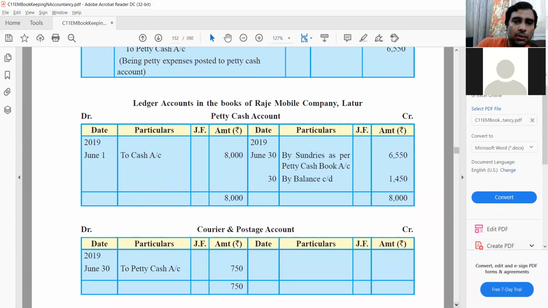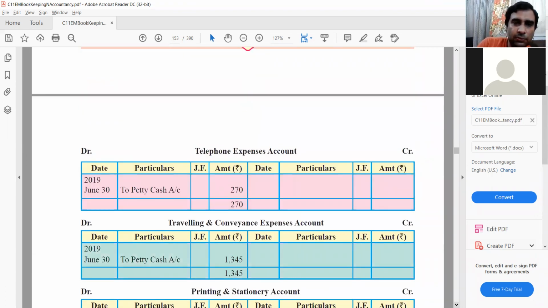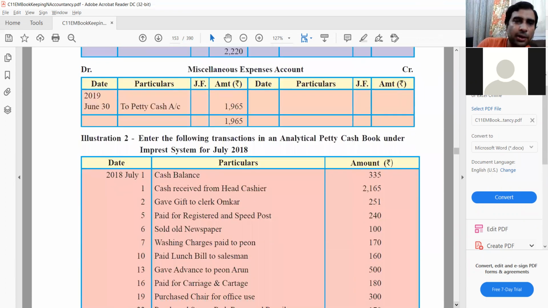Now we'll look at petty cash account, ledger accounts in the books of Rajay Latu, petty cash account. So this is ledger. Let's not look at ledger right now. I have not yet taught you ledger. So we will just skip all of these pages. No need to look at it and get confused.